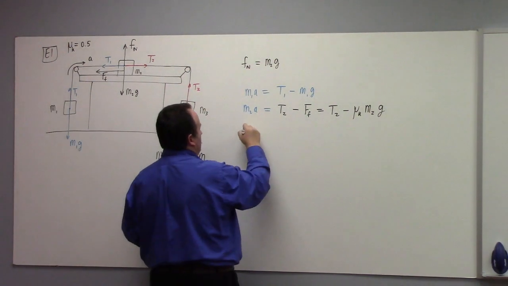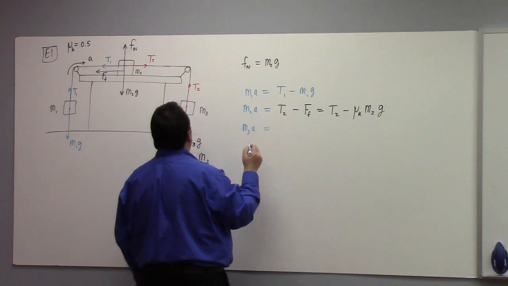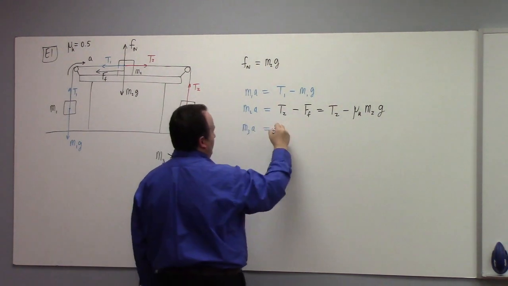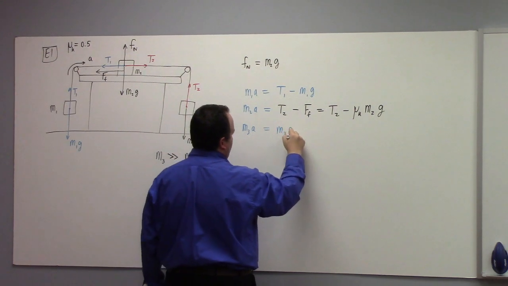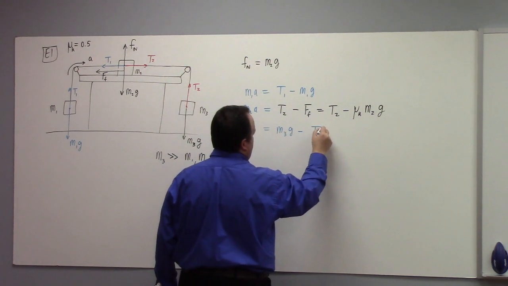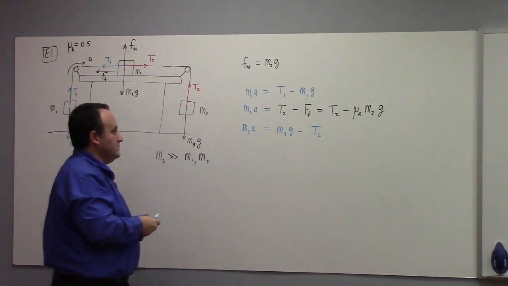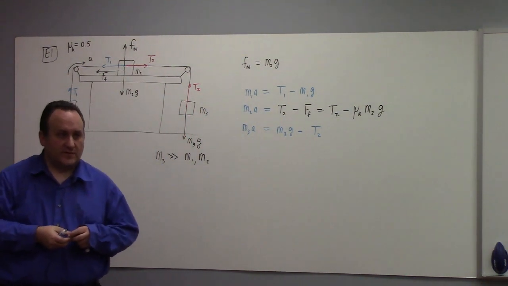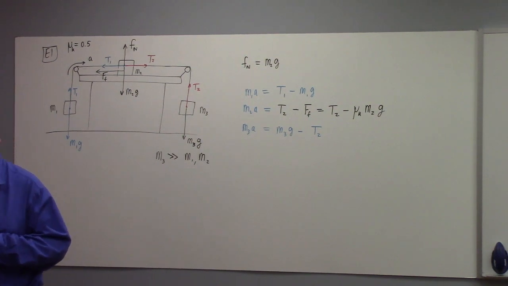M3 A equals what? M3g is down, that's the positive sense by my definition, minus T2. So that's how you'd set this problem up, and then you can solve those three equations and three unknowns to find the acceleration and such.